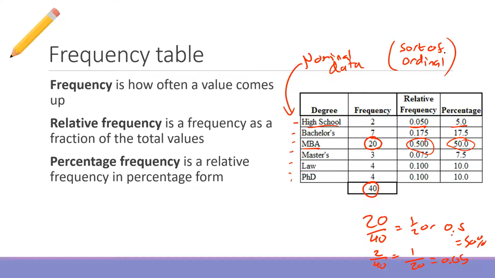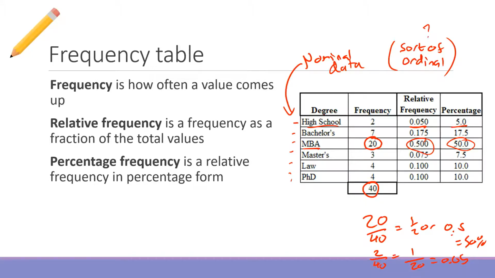If I knew more about it, I might be able to say whether or not it is ordinal. The reason I'm saying it's sort of ordinal is that a bachelor's degree is better than a high school degree. I assume an MBA is better than a bachelor's, master's is better than an MBA, law is better than master's, and a PhD is better than law. So it could be an ordinal set as well. But I'm definitely going to say it's nominal. I'm not too certain about this one. But yeah, this is another way.